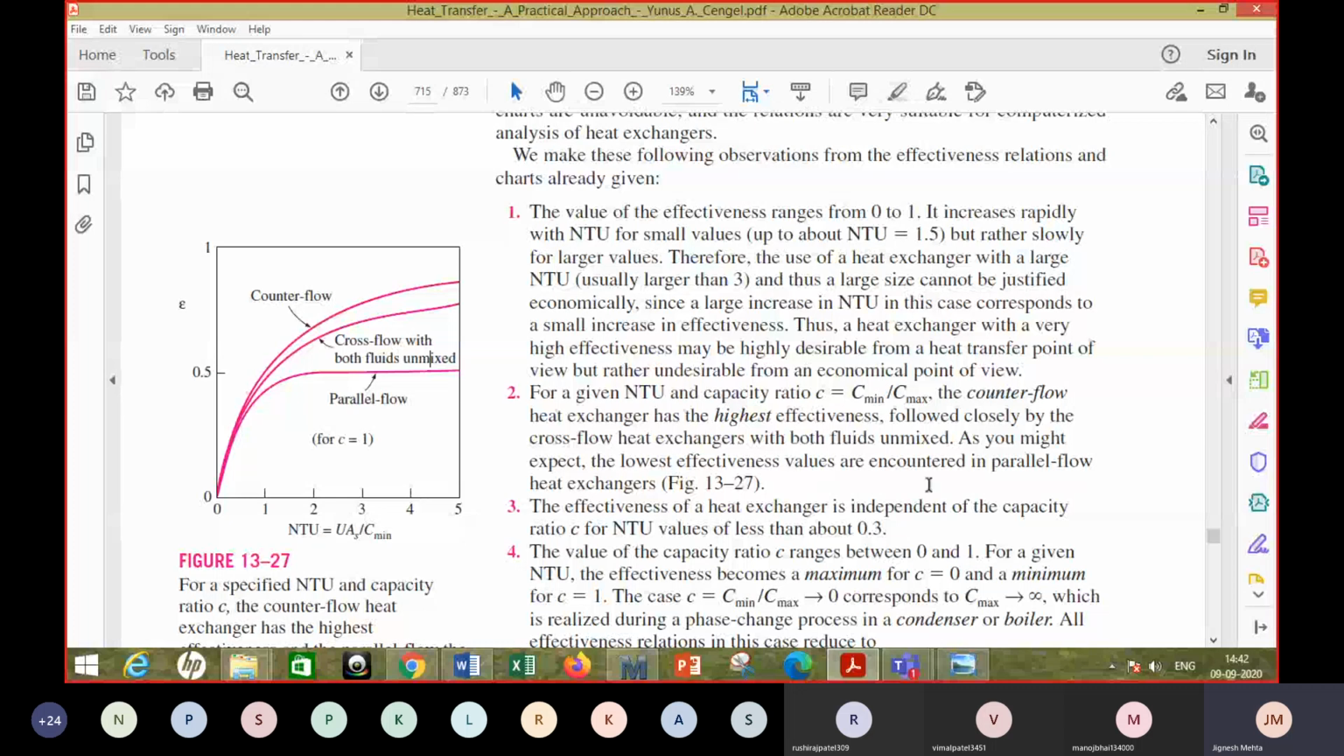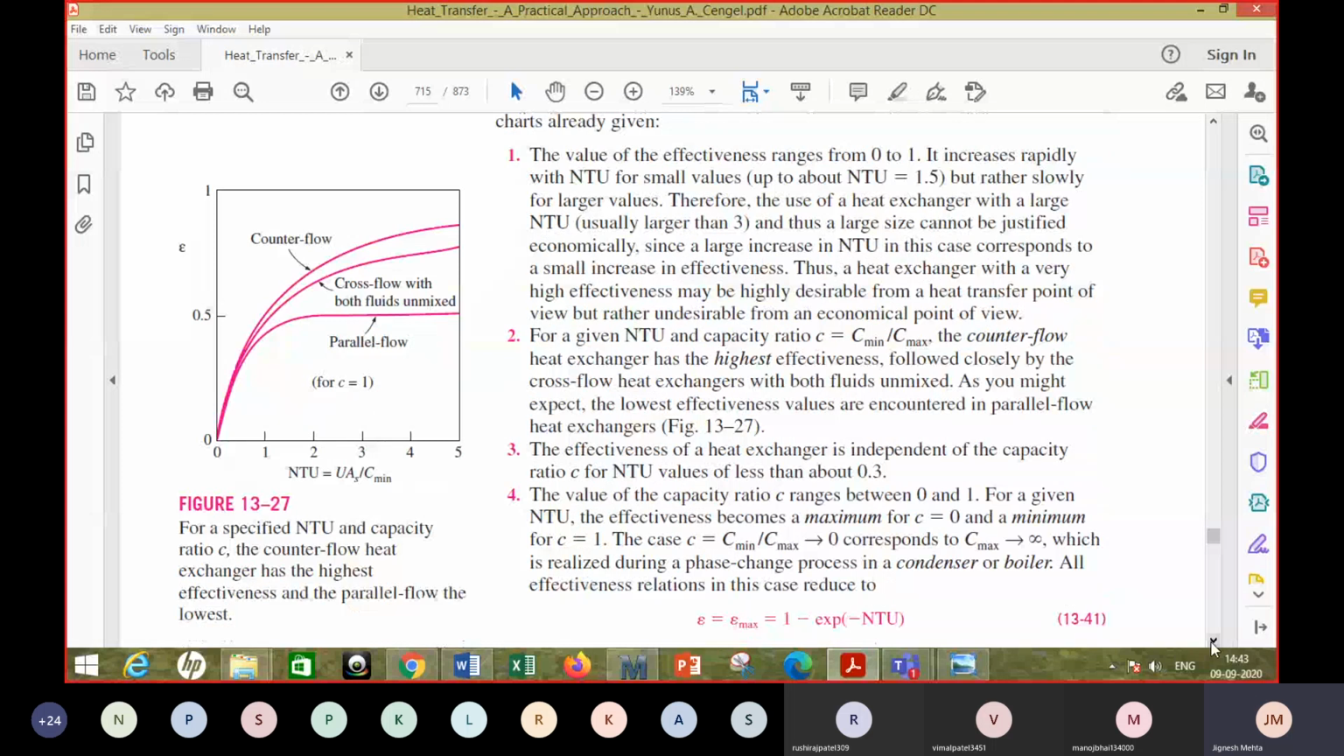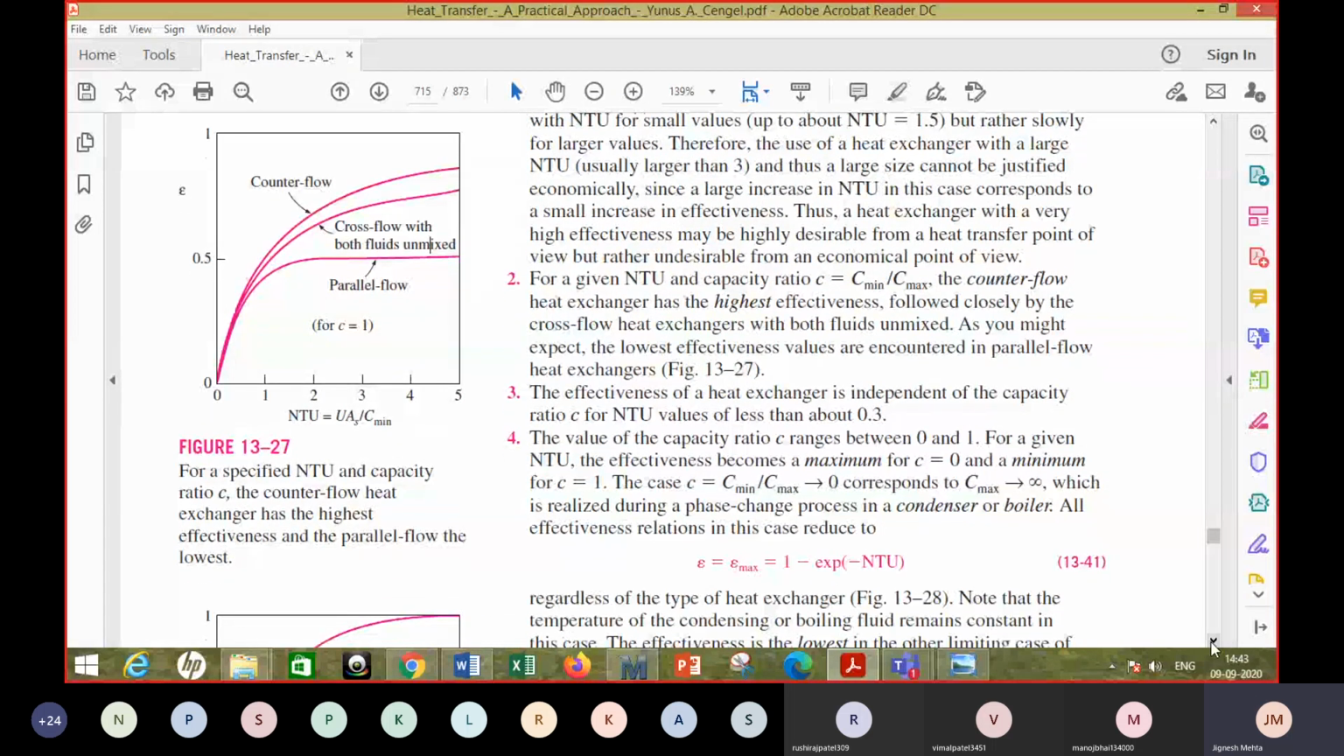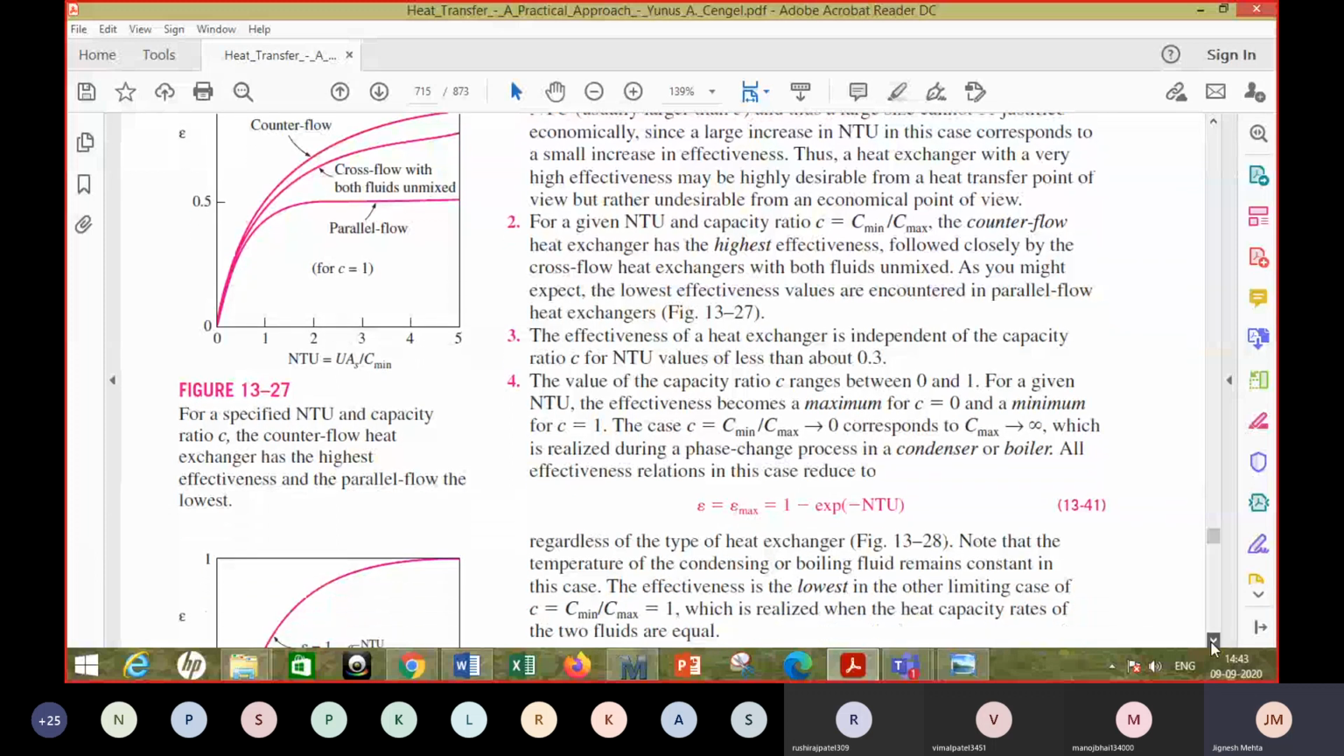The effectiveness of a heat exchanger is independent of the capacity ratio for NTU values of less than about 0.3. So initially you can see that all three graphs are almost coinciding. For low values of NTU, it may not make much of a difference whether you go for counter flow, cross flow or parallel flow. So in case you are satisfied with a very low value of effectiveness, you may go for a low value of NTU. In that case, it may not make much of a difference whether you go for counter flow or parallel flow or cross flow.